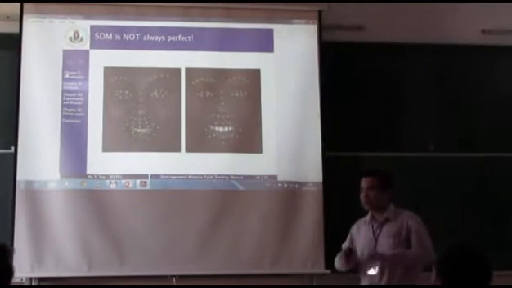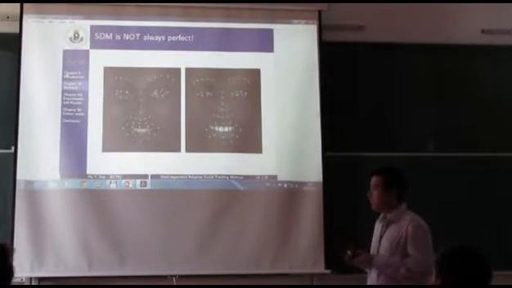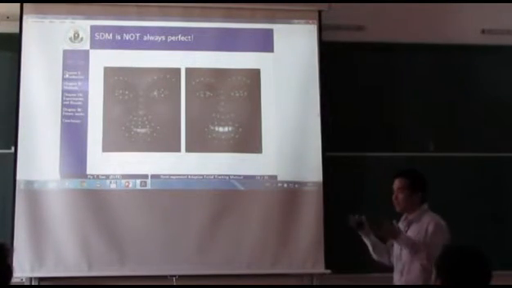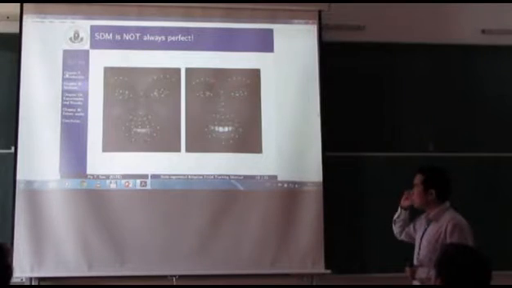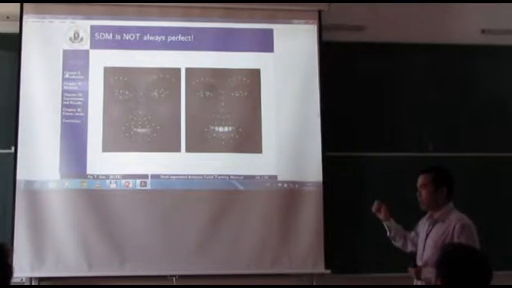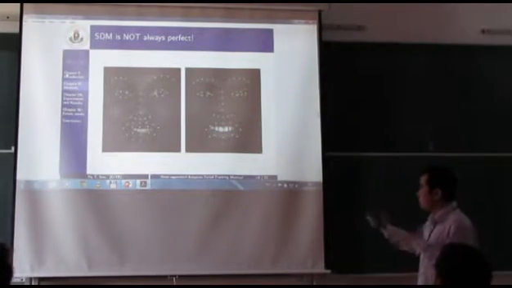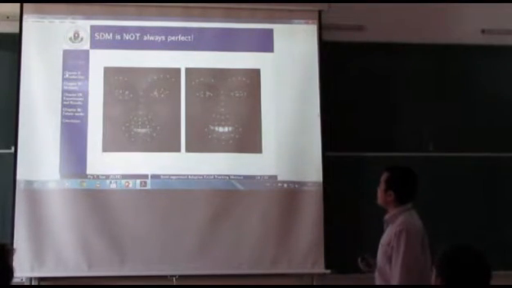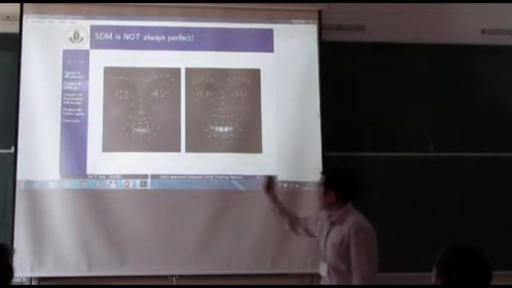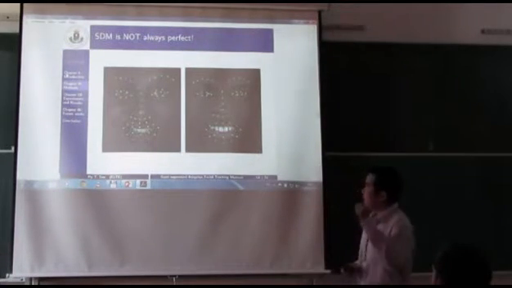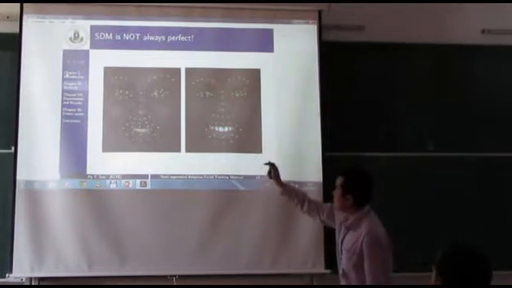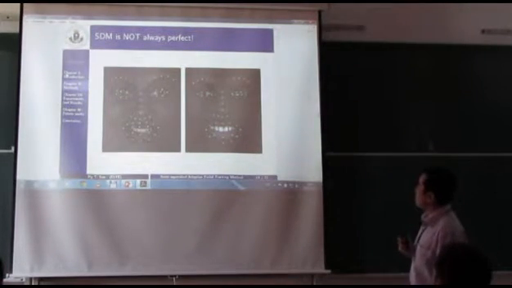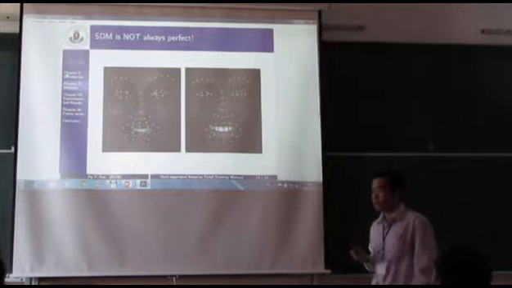But SDM is not always perfect. The reason is that, for example, with black-skinned people, it is too difficult for histogram of oriented gradients to extract the features. For example, this woman on the left, the left eye corner is not correct. Or this man on the right, the mouth corner is not correct.